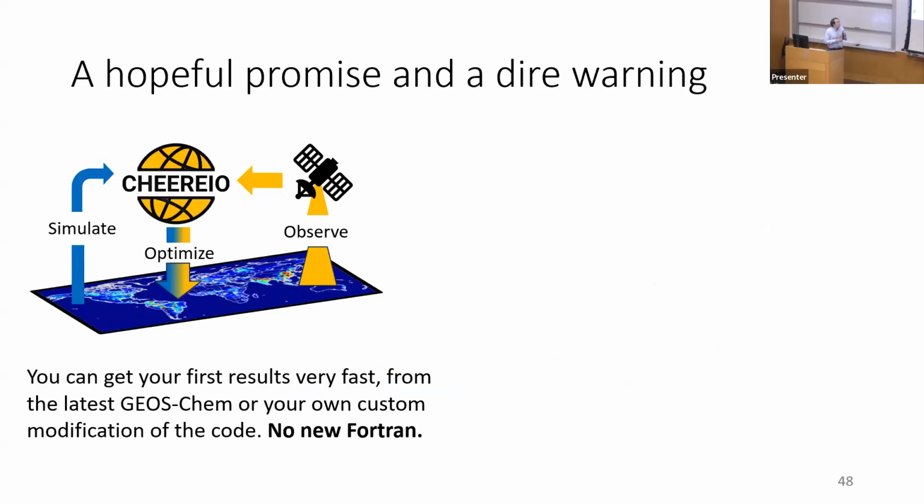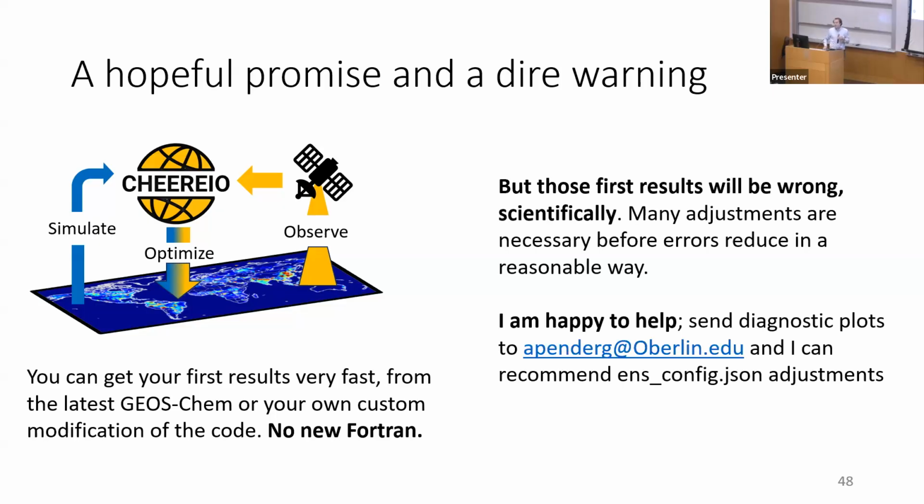So I'm at the end. So I'll end with a hopeful promise and a dire warning. The great thing about CHEEREIO is that you really do get your first results fast, especially if the observation operator is in there. Compared to like adding a bunch of Fortran to something, you can get a result fast. The dire warning is that the results are going to be catastrophically wrong.